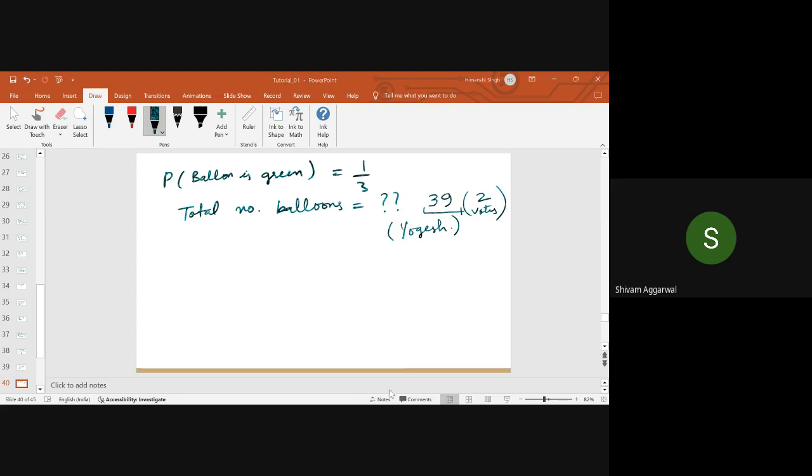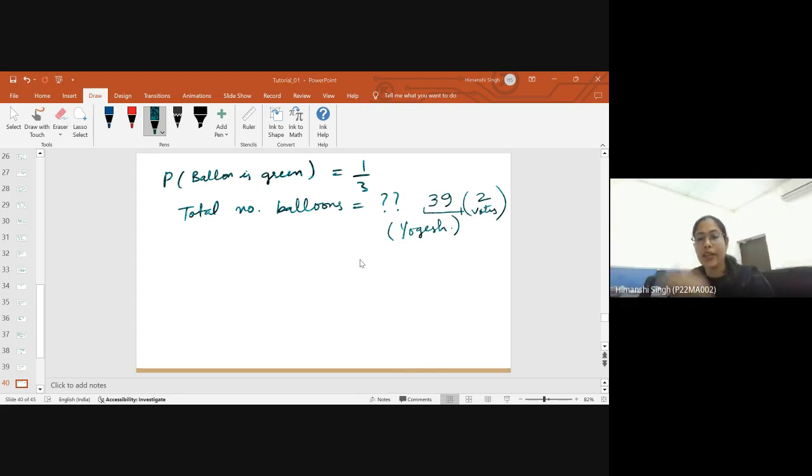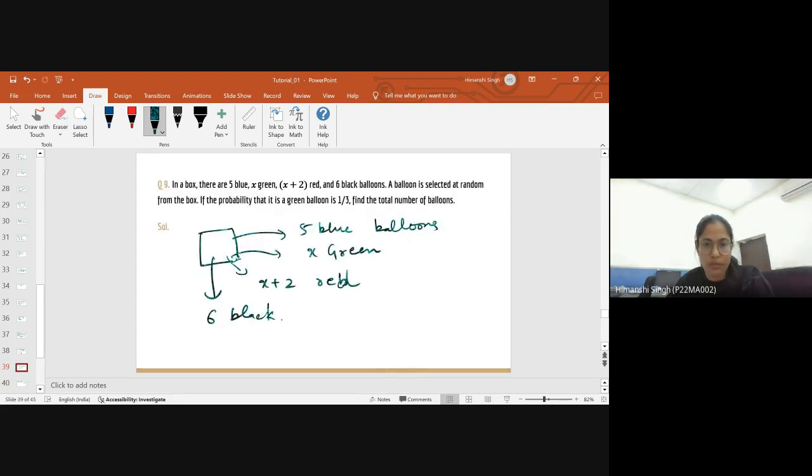So other people also, you just try to calculate it. It is an easy question. It is not something very big or very new. Basically, you just have to use the formula of favorable outcomes divided by total number of outcomes and equate it to 1 by 3, the probability of the green balloons. So anyone else who is solving yet? So no one is solving.